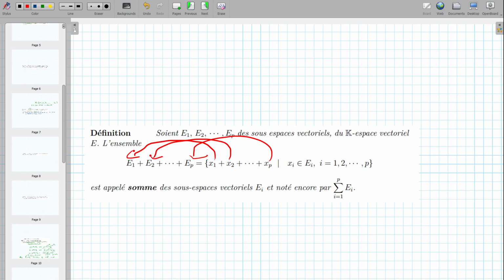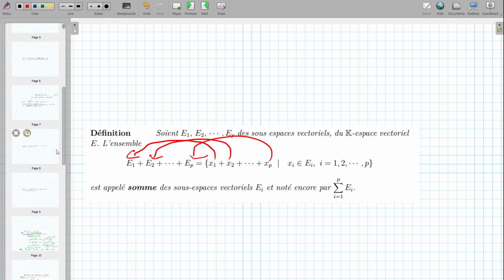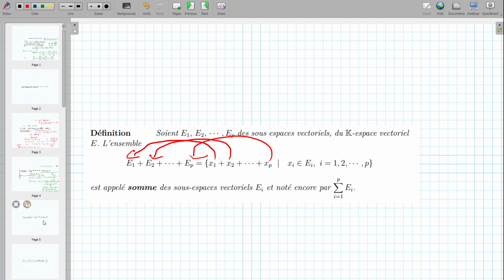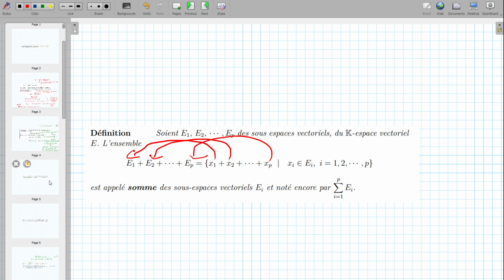So it's the same thing, but we've just generalized. So we've taken the sum over p sets instead of taking the sum over two spaces. Okay, so that is la somme de sous-espaces, right?